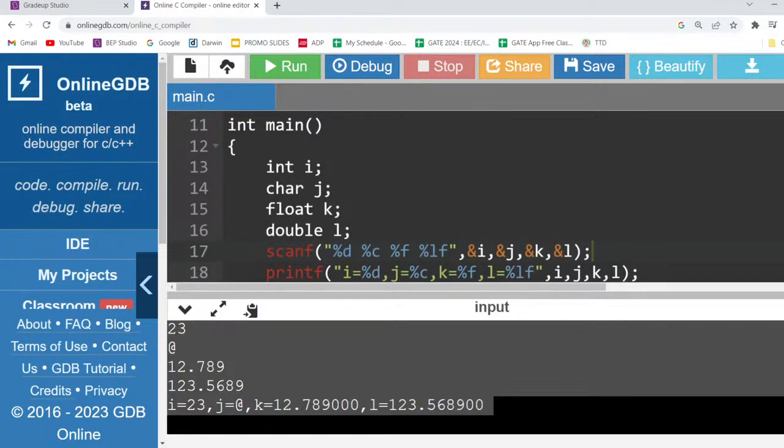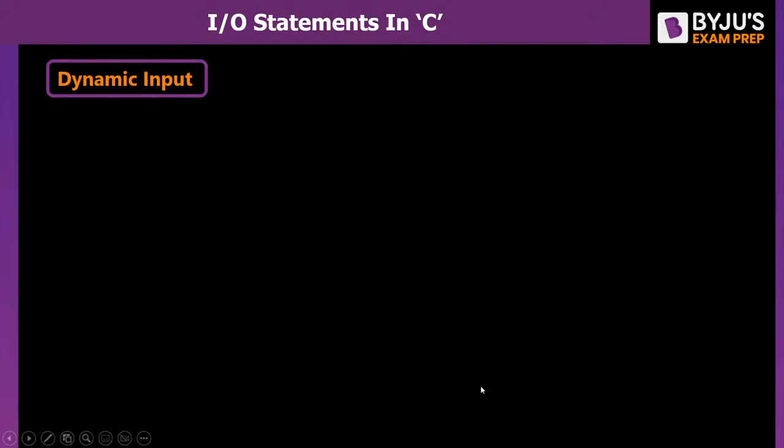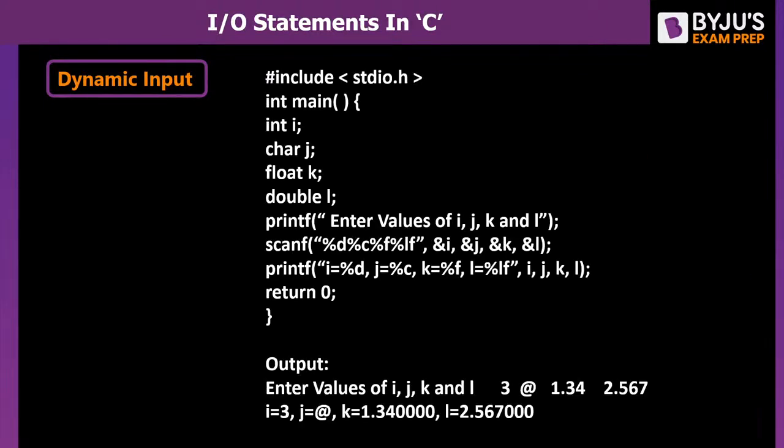Good, good. Now, let us understand how we print the output. Yes, of course, we use printf for that. Here also I have given one example. I have given int i, char j, float k, double l, enter values of i, j, k, l, and then I am using scanf to take the inputs, and to verify whether it has taken the input or not, I have printed them. Just now we have practiced it.